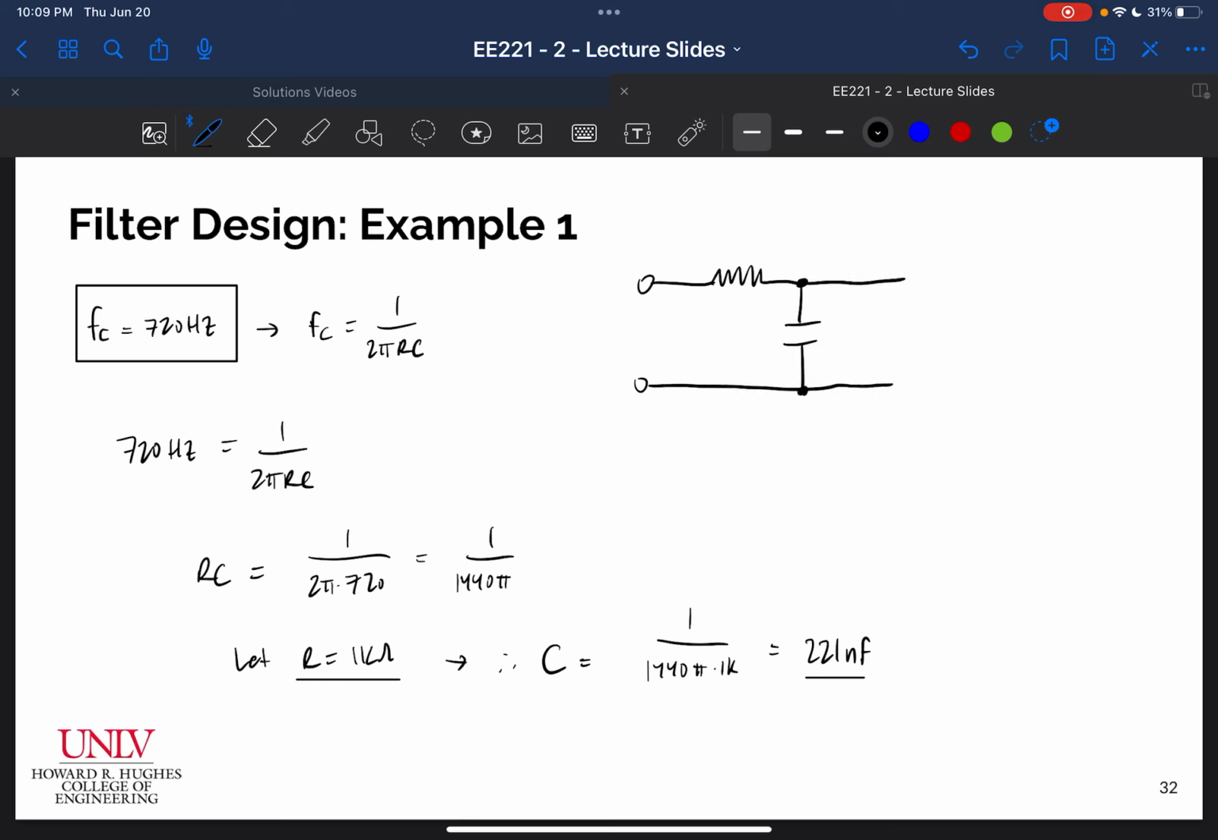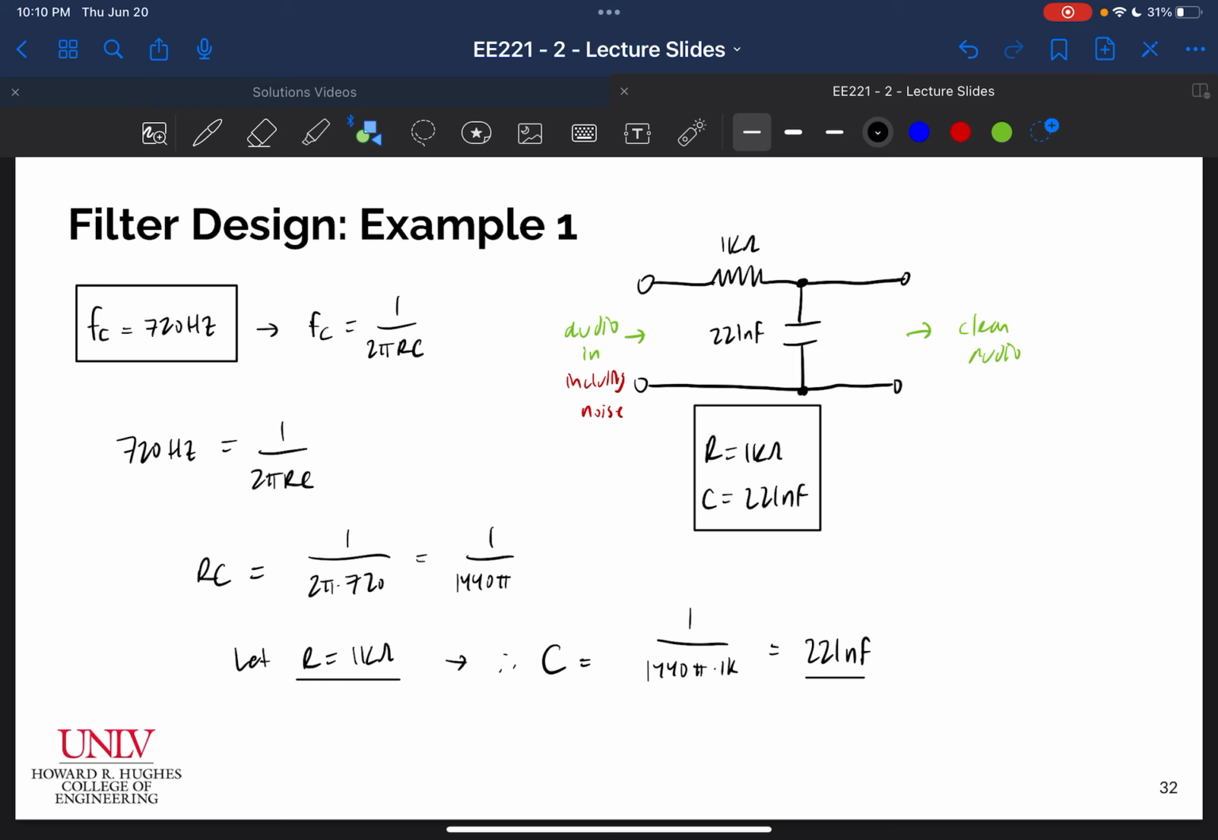So this would be my filter. I would send my messy audio signal in here, and this is going to include the noise. And then what we're going to get out is going to be clean audio. And that is with R equals 1 kilo ohm, and my C is 221 nanofarads. Okay, so that's our filter design example 1. Hopefully that makes sense to everybody. Let me just write my values again and box them.